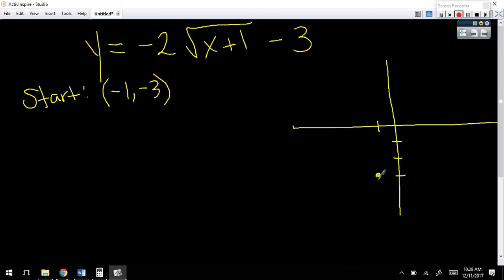-1, -3. I'm going to mark it with an S because it is a start point, okay? Now, Trey, what X should I use for my direction point? Hold on. Oh, wait, don't answer that yet. All right, Trey, look at my start point. What's a good X to use for my direction point?